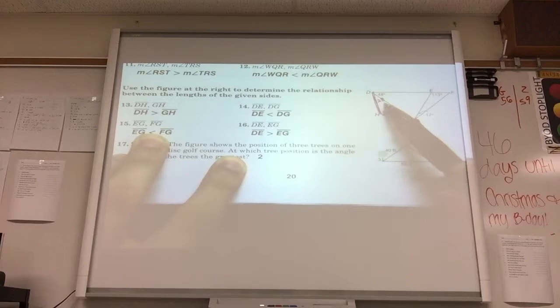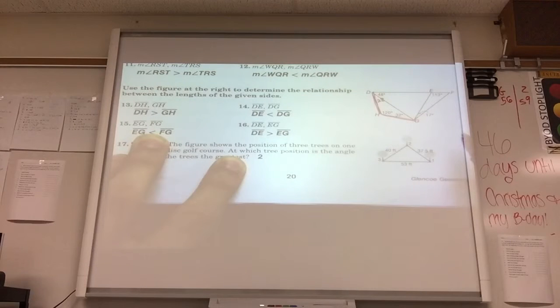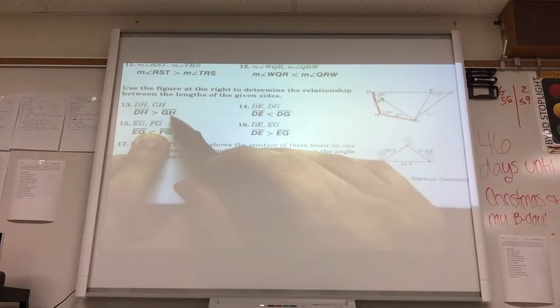That's 28, right? So that means which side is longer? Is GH, is this side longer or is this side longer? GH is longer than DH, right? So it says... Wait a second. Yeah, no. DH is longer than GH. Okay, so DH is greater than GH. Does that make sense, guys?